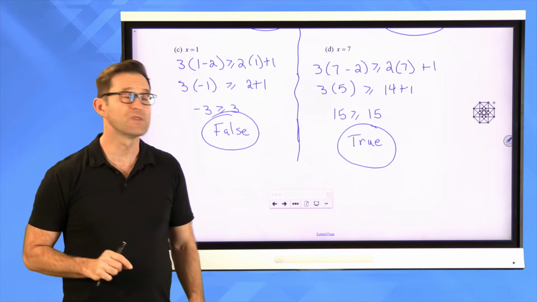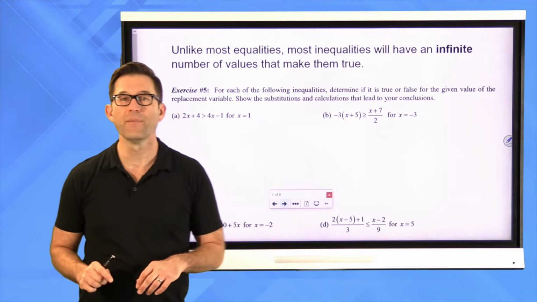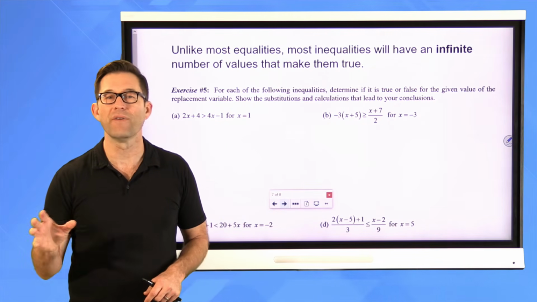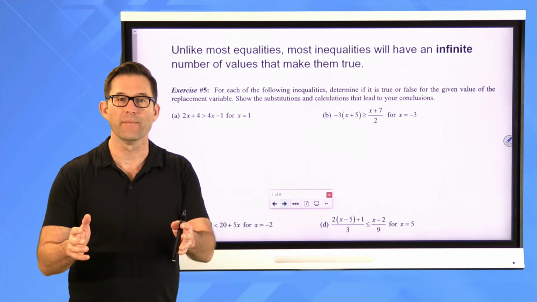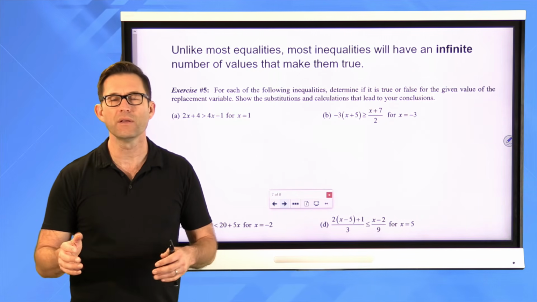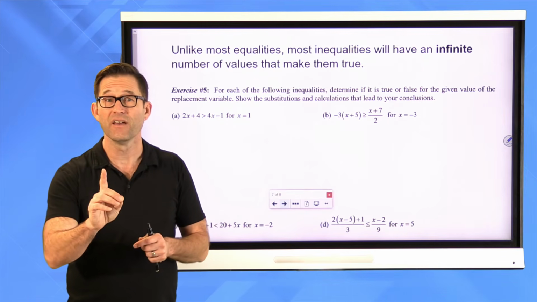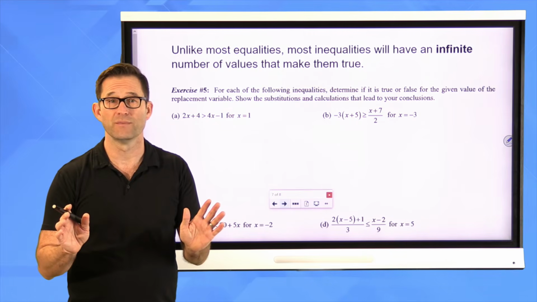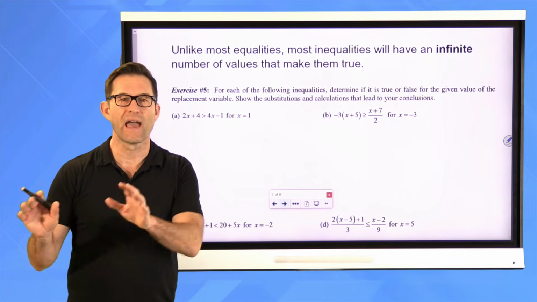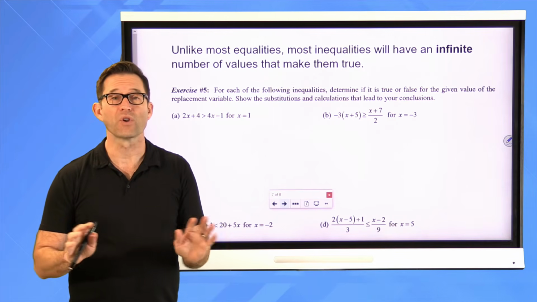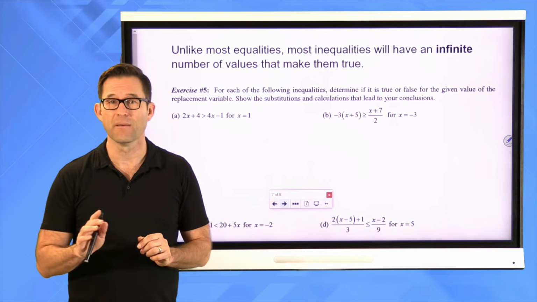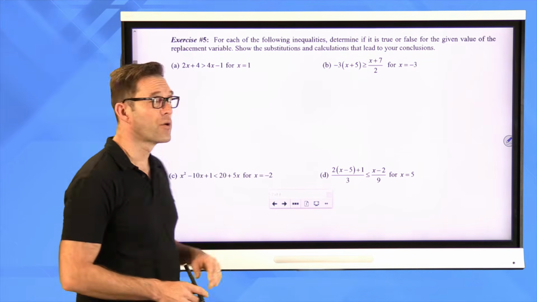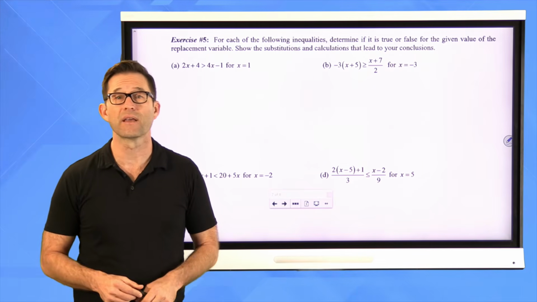All right. Let's do this one more time, but where we have a variety of inequalities. Unlike most equations, most inequalities have an infinite number of values that will make them true. Most equations will have 1, 2, 3 values that make them true. We did see a few lessons back some equations where all numbers made them true, but that's the rare case, that's the outlier. Inequalities, though, almost always have an infinite number of values that make them true. So let's just go through and see if we can determine for any given inequality whether a particular value of x makes it true or false. Let's take a look at exercise number 5.